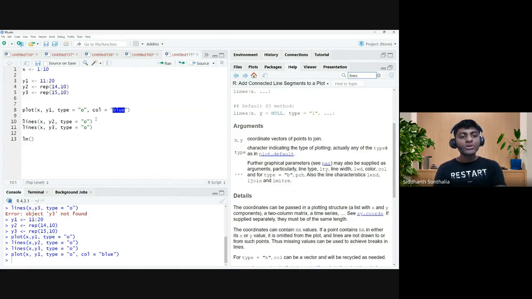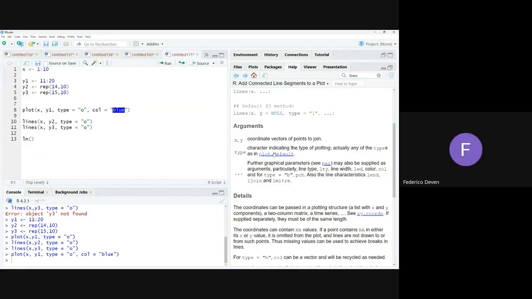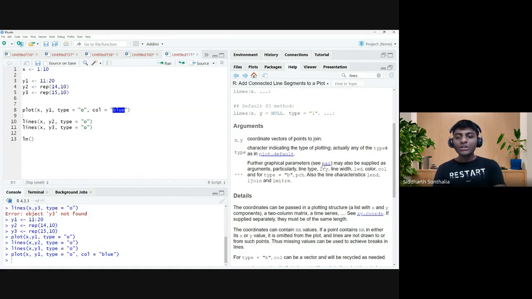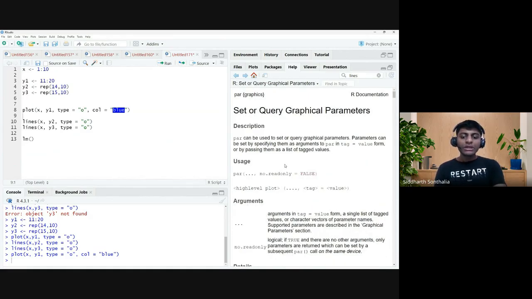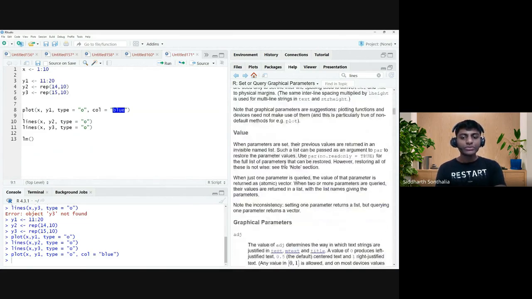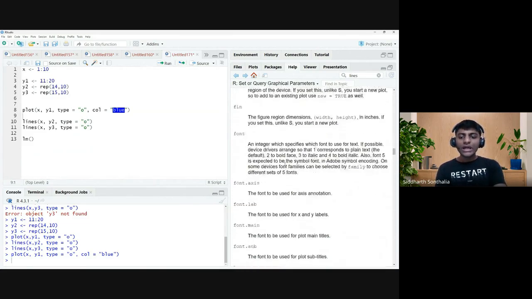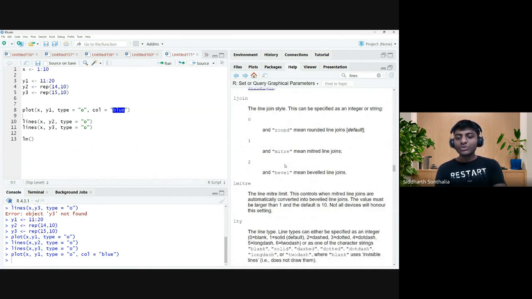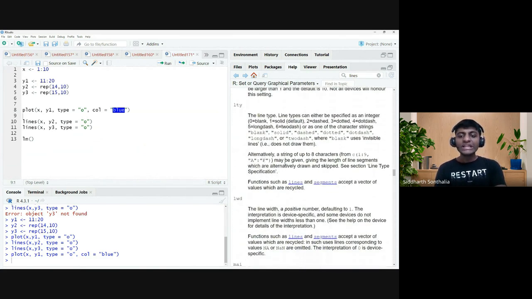Similarly, the lines function works in almost the same way with one slight change, that it overplots on an existing graph. And the good thing about these graphing parameters is that you have this long list of arguments that you can use. For example, there are two very useful arguments here called LTY and LWD. What LTY helps you do is change the line type.